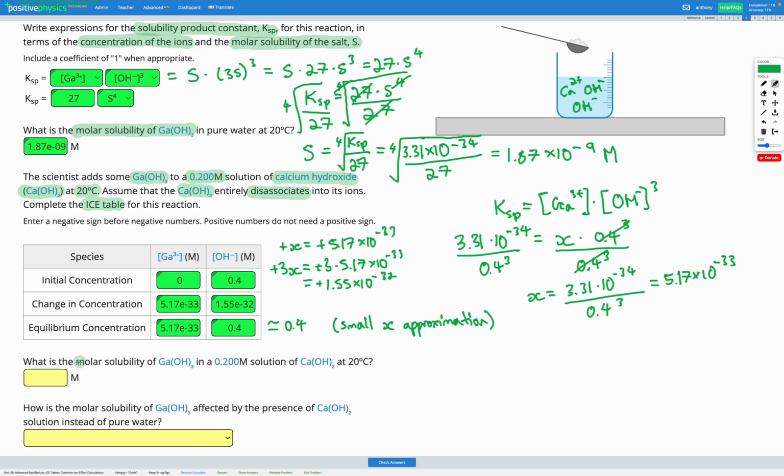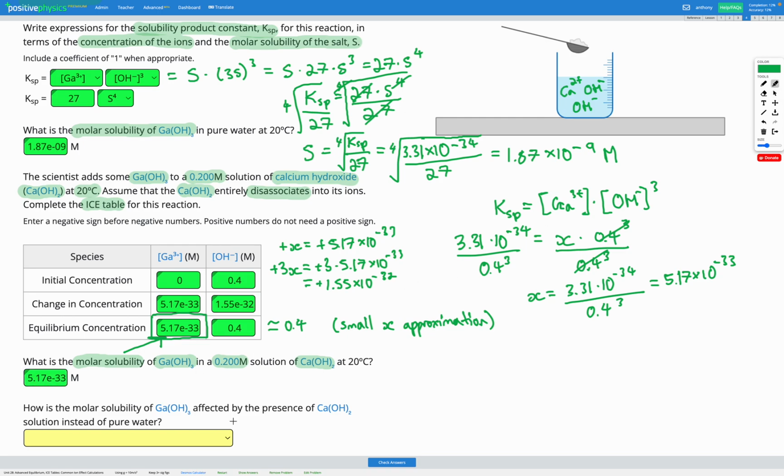Next, we're asked what is the molar solubility of gallium hydroxide when it's in a 0.2 molar solution of calcium hydroxide at 20 degrees C. So the molar solubility is the moles that are dissolved per liter, which is the same as the molarity. So we can see here our equilibrium concentration, our molarity, was 5.17 times 10 to the power of negative 33. So that is our molar solubility of gallium hydroxide when it's in this solution. So we can go ahead and fill that in here. It's 5.17 times 10 to the power of negative 33.